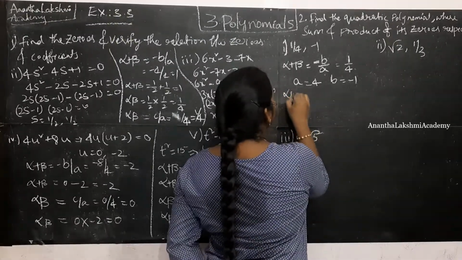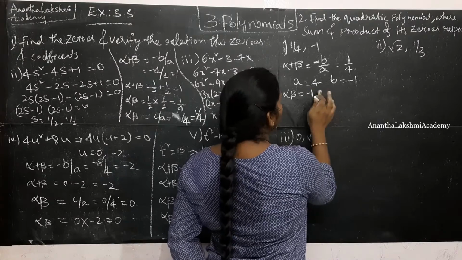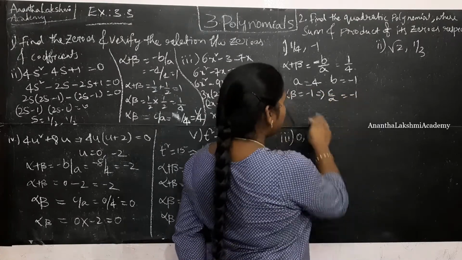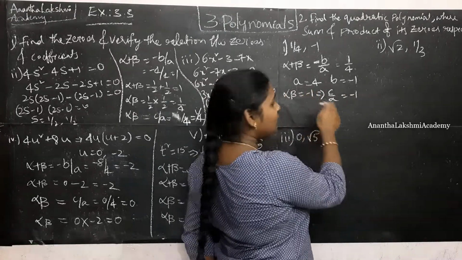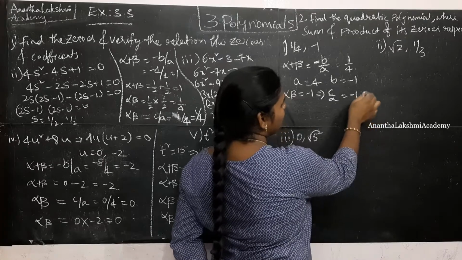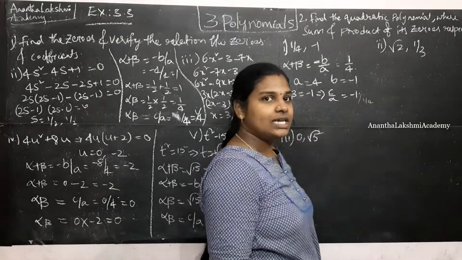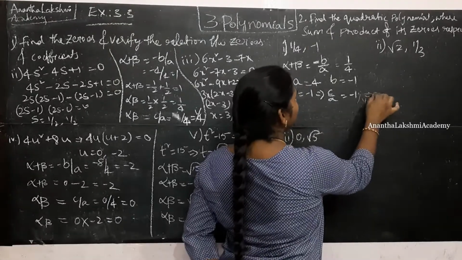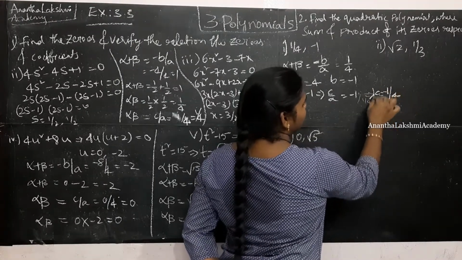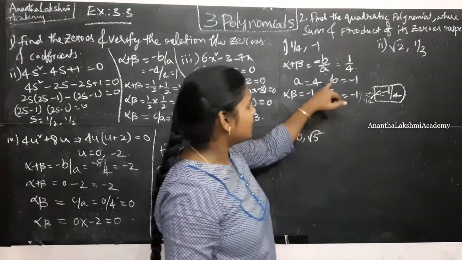Then alpha beta is equal to minus 1, which is nothing but c by a is equal to minus 1. Now we already know that a is 4. If there is 4 existing here, in order to get minus 1, what should be the value of c? C should be equal to minus 4, isn't it? Now that we got to know the value of a here.